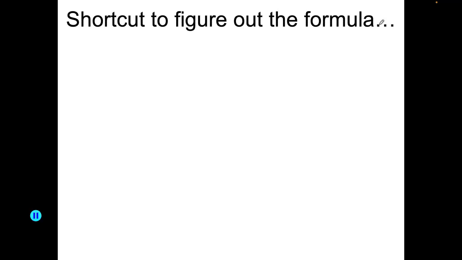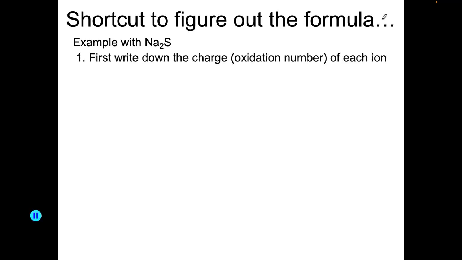All right. Well, before we were trying to combine and figure out how many of each we need, there's really a shortcut to figure this out. We're going to do an example with sodium and sulfur. So we first write down the charge. This charge is also called the oxidation number of each ion. So we know that sodium, looking back at that periodic table we just looked at, is 1+. It's in that first column. And sulfur is a 2-.